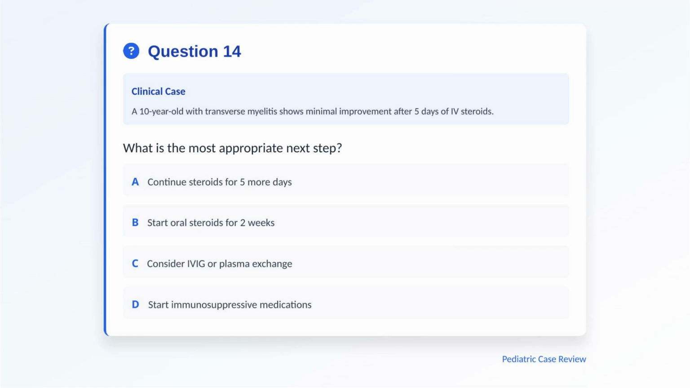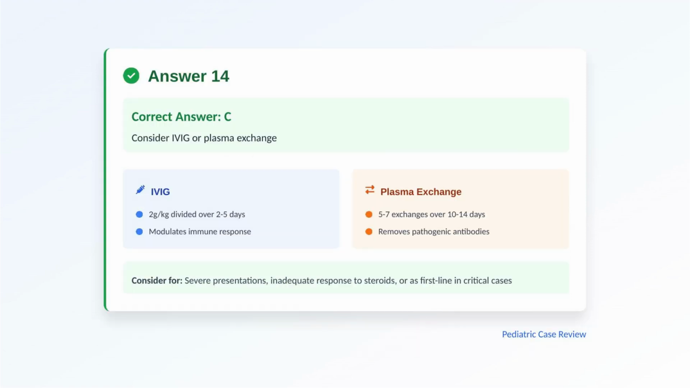A 10-year-old with transverse myelitis shows minimal improvement after 5 days of intravenous steroids. What is the most appropriate next step? A. Continue steroids for 5 more days. B. Start oral steroids for 2 weeks. C. Consider IVIG or plasma exchange. D. Start immunosuppressive medications. The correct answer is C.